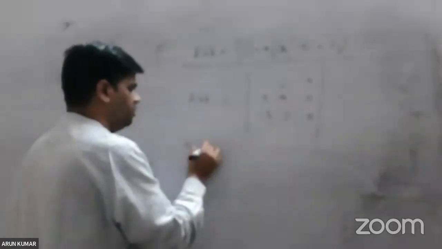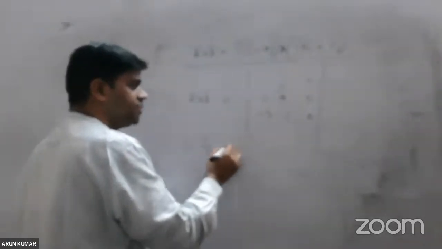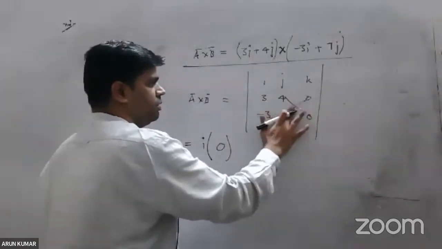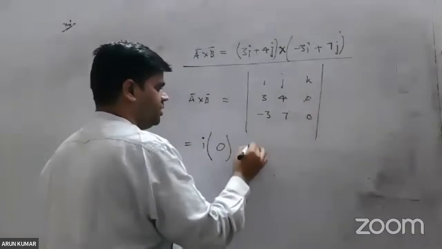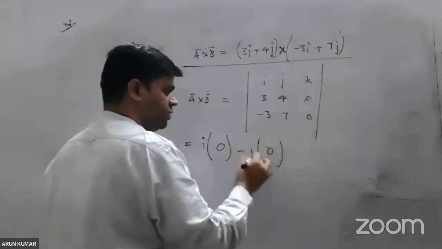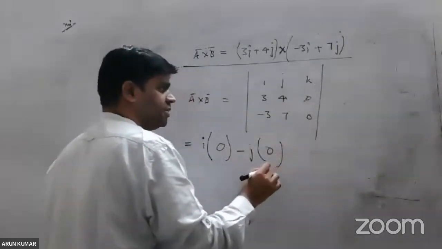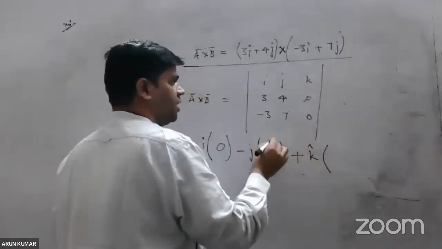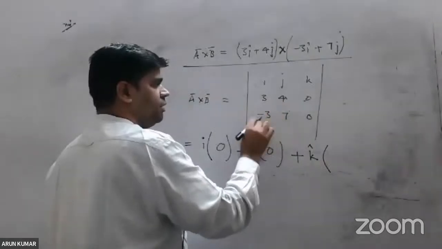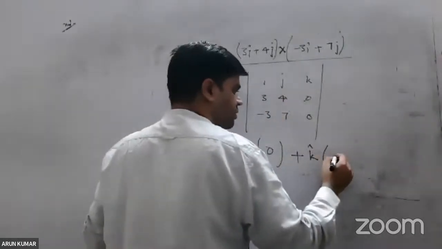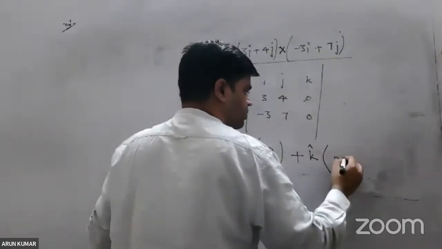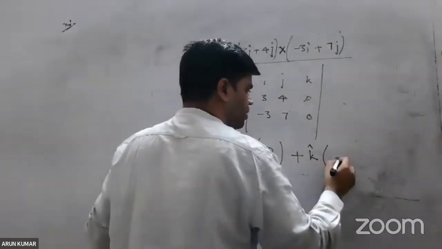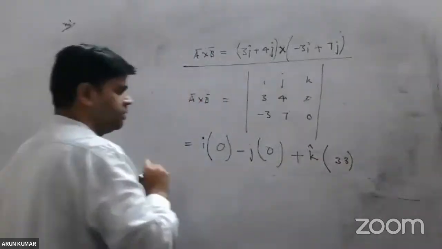So what do I get now? I is bound. i times 0, right? This and this is 0. Minus j times 0 makes sense. I'll tell you why it makes sense. Plus k times 21 plus 12, that is 33. 21, 33, right? Yeah.